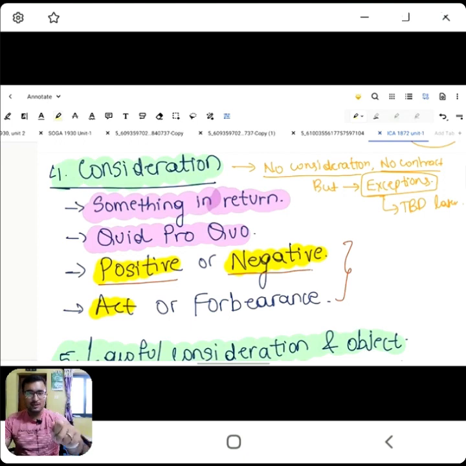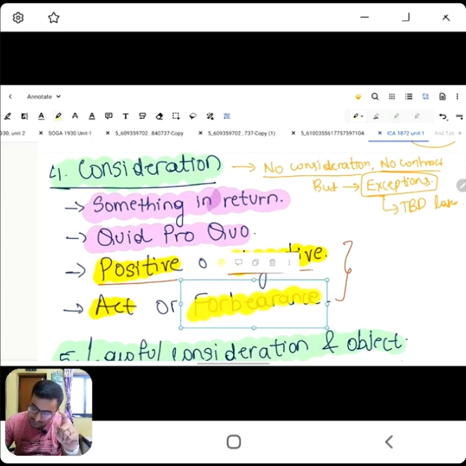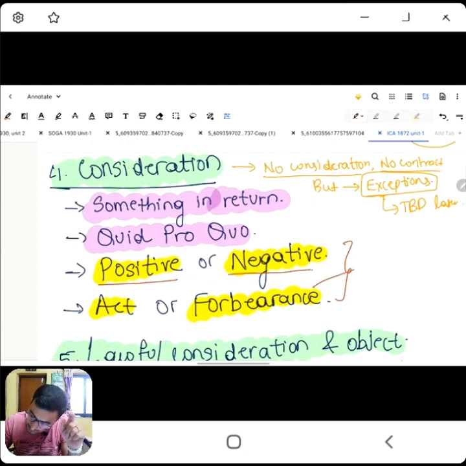I give you money and you don't teach. You keep your mouth shut. That is a forbearance. What is forbearance? The word forbearance means to refrain from doing something. I'll give you money, you keep your mouth shut. I'll pay you, you don't teach. I'll pay you, you do not do this. I'll pay you, you do not do that.